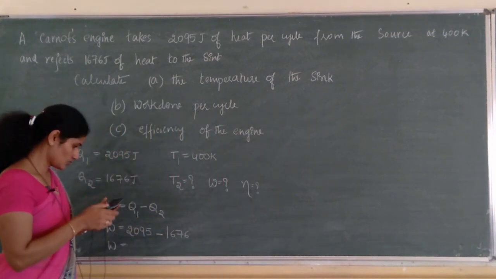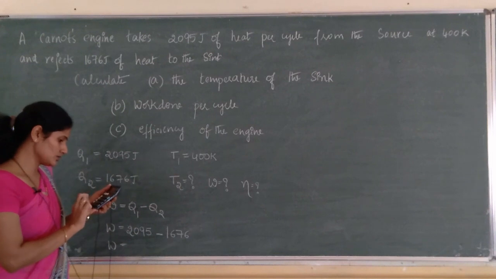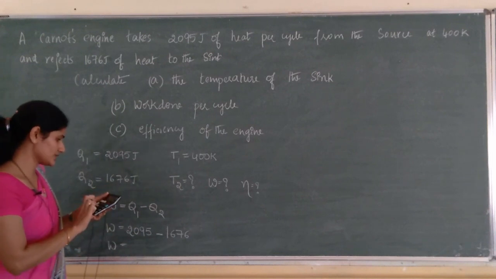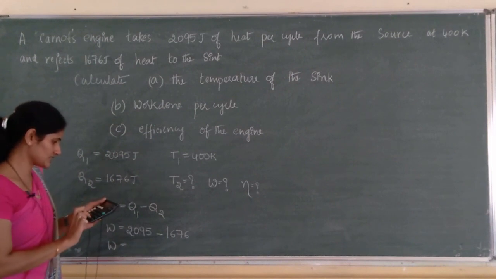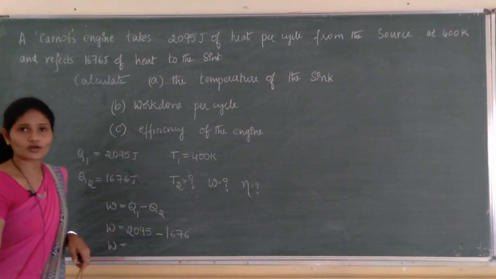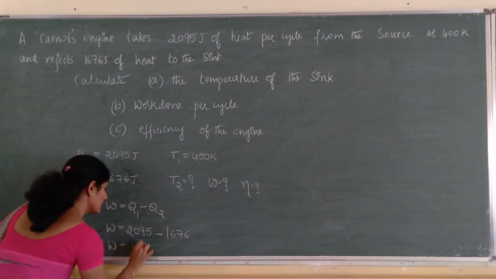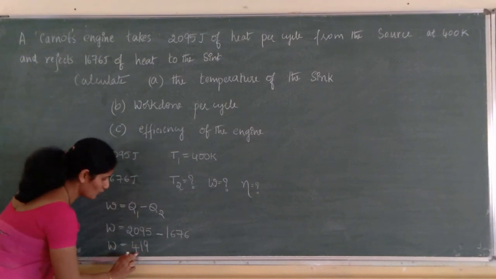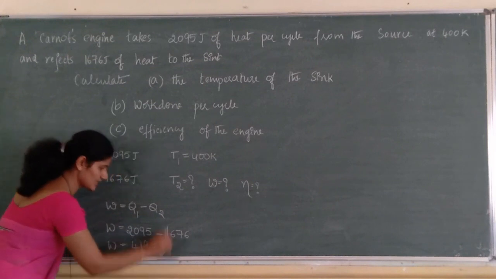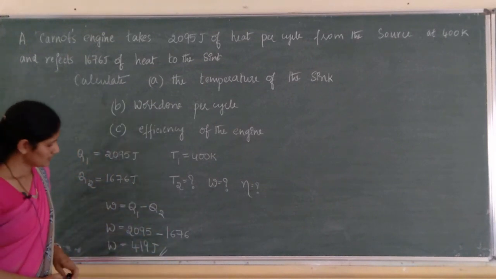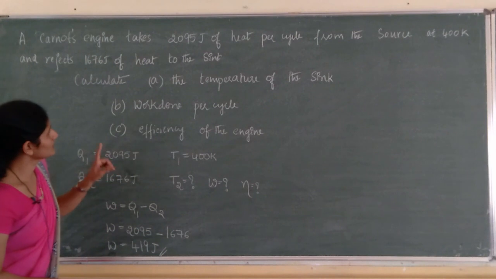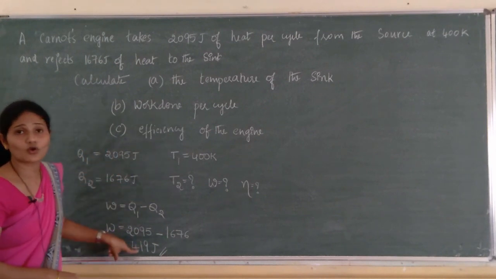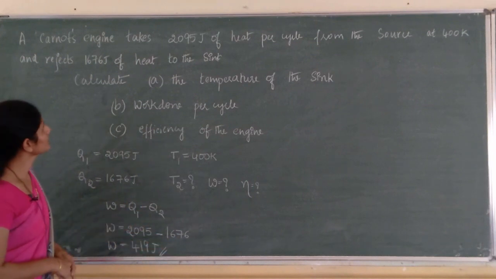Okay. So, Q1 is 2095 minus 1676 is equal to, what is the value? 419. So, 419 SI unit of work. Work is a form of energy. So, 419 J, that is joule. So, during one cycle work done, W is equal to 419 joule.